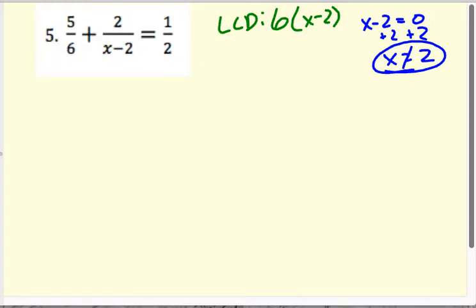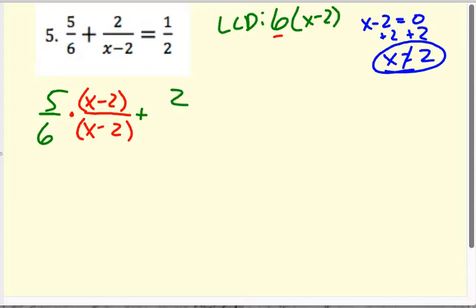So now we can go ahead and solve this bad boy. 5 over 6, we're going to have to multiply that by, well, we already got the 6 covered. We're going to have to multiply it by x minus 2 over x minus 2. Plus, we got 2 all over x minus 2, right? The only thing we're missing, we already got the x minus 2 in the denominator. Now I need to multiply by 6 over 6 equals 1/2.